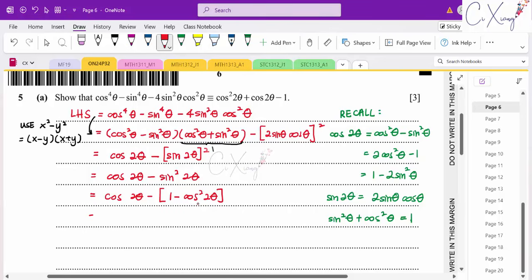Okay, so let's rephrase everything one more time. So this is how you get the expression that they want you to prove on the right hand side.